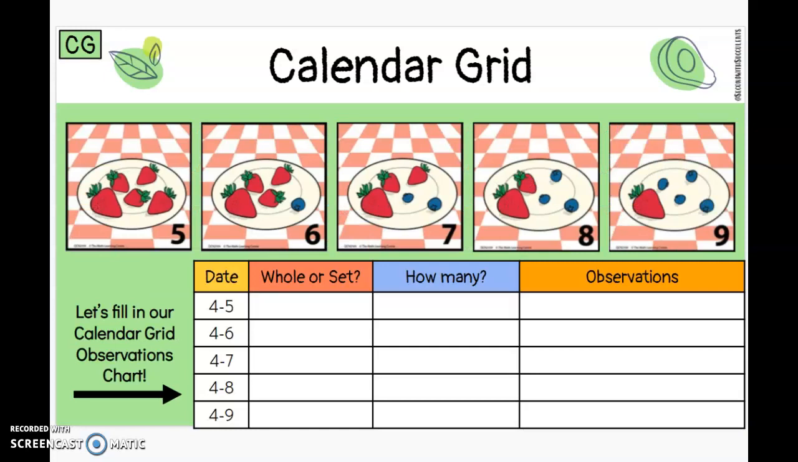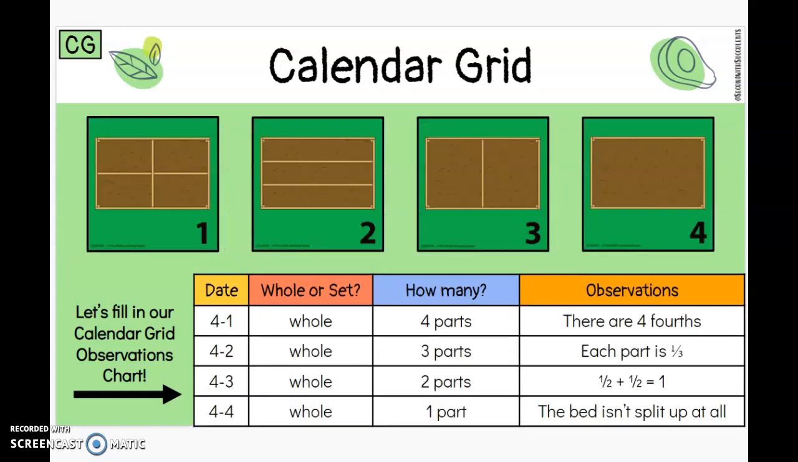Now that we've had a little more time to examine our calendar markers, let's fill out our calendar grid observation chart. The first thing that we want to know on our chart is if we're talking about a whole or a set when we talk about our fractions. Well, let's quickly have a look back at our last set to think about how we can answer this question. When we were asked if these calendar markers are a whole or a set, well, we said they were a whole. Why do you think we said they're fractions of a whole?